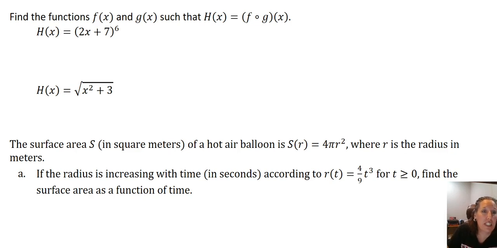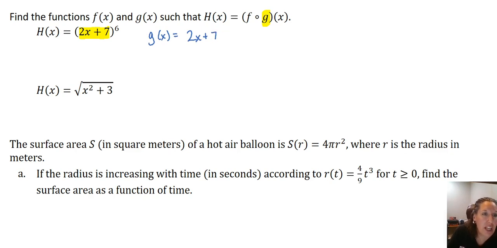All right, our first example, we have h of x is equal to the quantity 2x plus 7 raised to the 6th power. Here, our inside function is going to be the one that's in the middle of our composition. So if we want to find these that compose together, f of g, that means g is going to be in the middle. g is going to be our inside function there. And so one of the options that we can use for that is 2x plus 7.